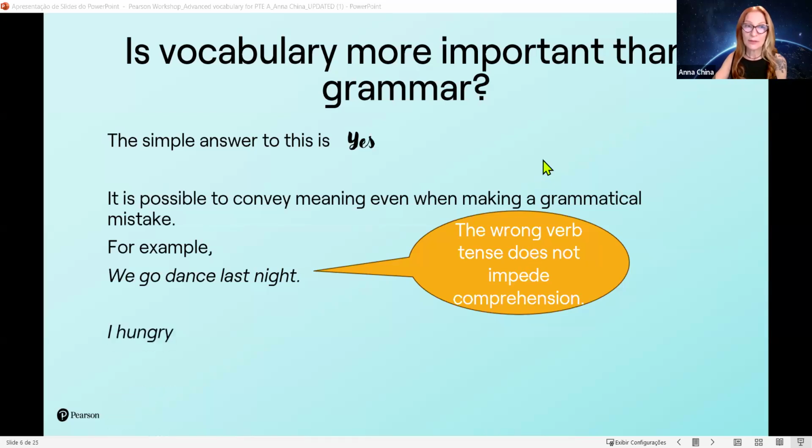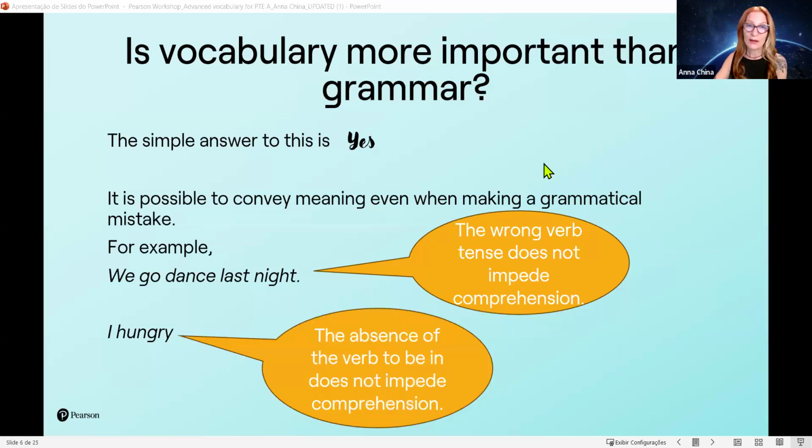Okay. Now, if I say I hungry, the absence of the verb to be here really doesn't impede that the person who is saying I hungry is telling someone that they are hungry, right? So to a certain level of comprehension, communication is established, right? Of course, this is a limited view, but it's just for us to get into the idea of vocabulary.